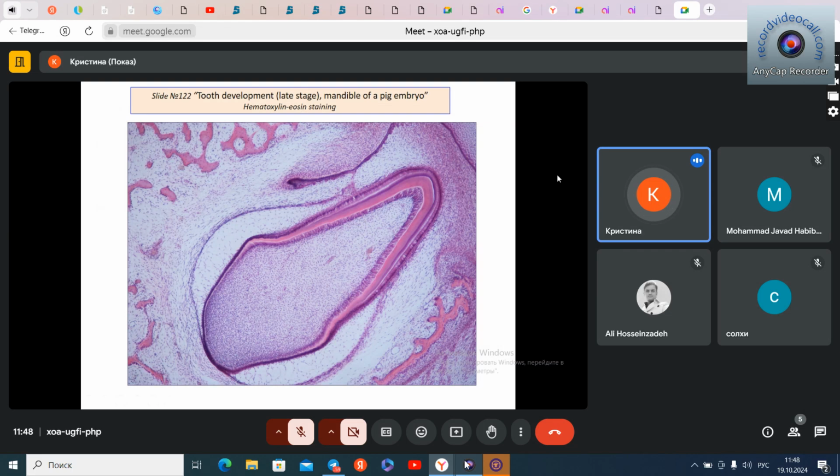And second preparation is called tooth development late stage, which is actually the stage of histogenesis of the tooth. This is the oral epithelium. This is the dental lamina. This tooth germ has lost its connection to the dental lamina in this region, but from the same dental lamina in the same region, the germ of the permanent tooth grows, and it will grow in the same bony socket as this milk tooth.